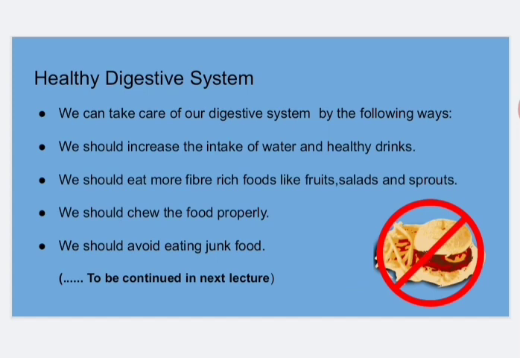And we should chew our food properly. Most of the time your parents say to chew your food properly. Now next, we should avoid eating what? Junk food, pizza, burger. That should not be eaten. Avoid eating it. And we'll continue this lecture in the next session also.